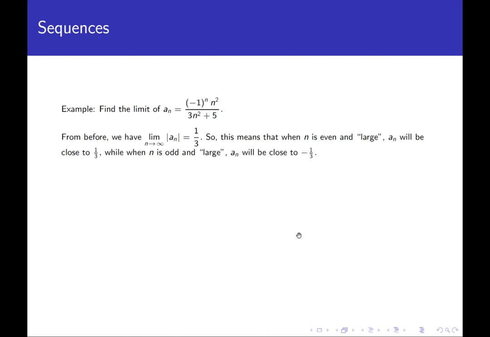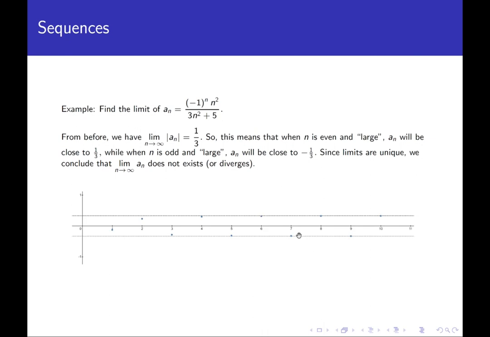So the even terms are going to 1/3, and the odd terms are going to -1/3, which means that the limit cannot exist because limits have to be unique. I can't go to 1/3 and -1/3 at the same time. So the limit does not exist, or another word we could use is the sequence diverges.